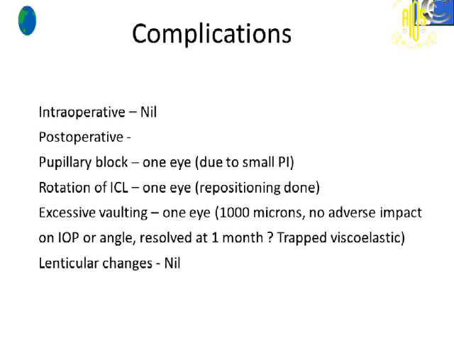One eye had rotation of ICL because the patient had a habit of rubbing the eye. One eye had excessive vaulting, could be because of retained viscoelastic. This resolved at 1 month spontaneously. We did not have to do anything. None of the eyes developed any lenticular changes in the postoperative period.